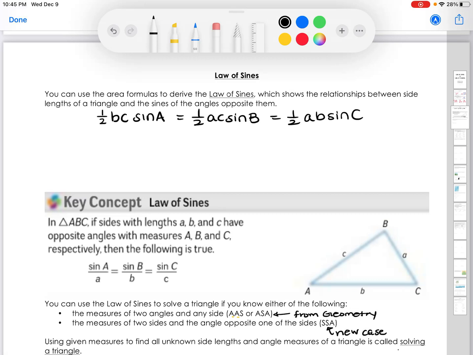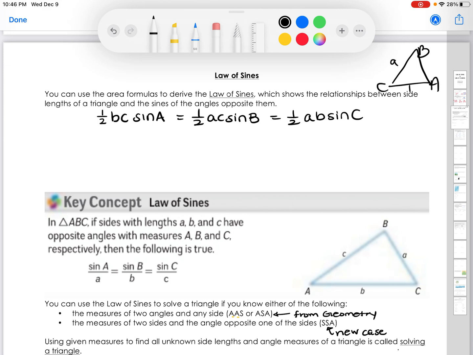You can use the area formulas to derive the law of sines, which shows the relationships between side lengths of a triangle and the sines of the angles opposite them. So here are my area formulas from the page before. They're all equivalent because they could all be used for the same ABC triangle.